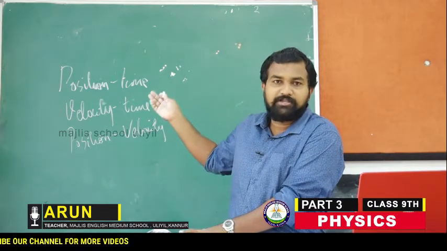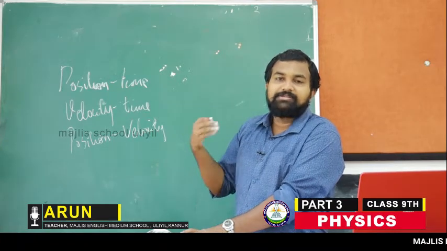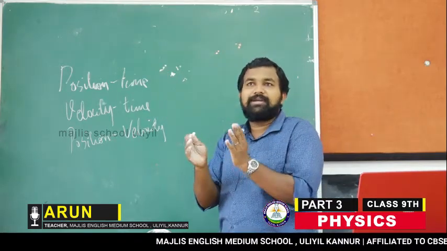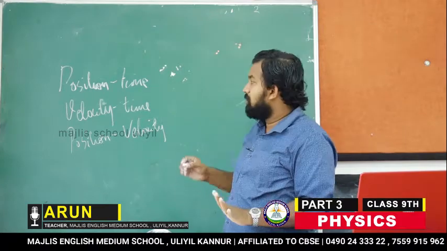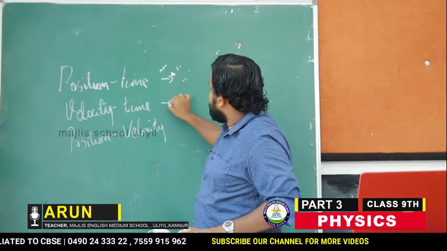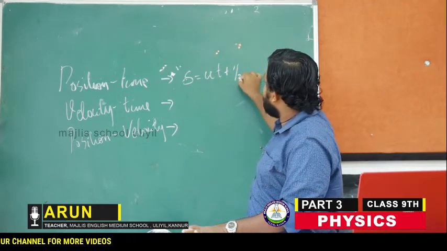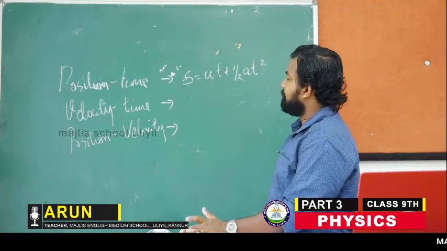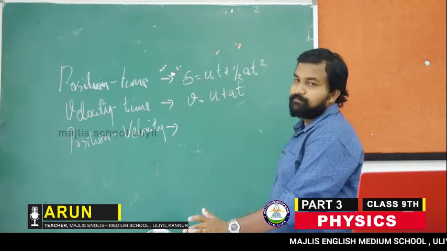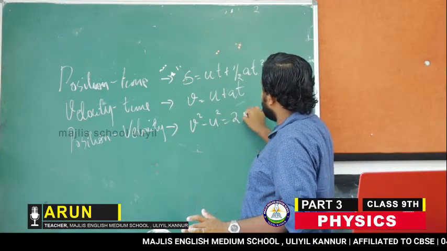Now we have discussed the velocity time graph, position time graph, etc. From these graphs, the physicists calculated a lot and then formulated these equations. I'll write the equations first. Position time equation: S is equal to ut plus half at square. V is equal to u plus at. And position velocity: v square minus u square is equal to 2as.